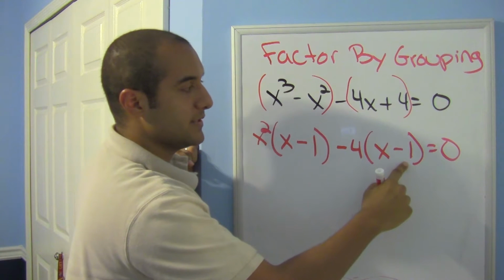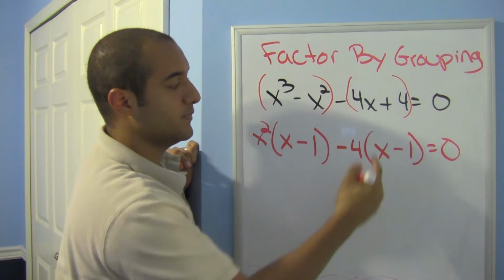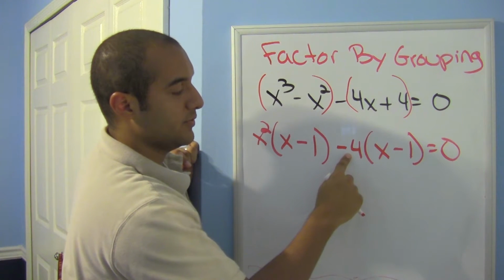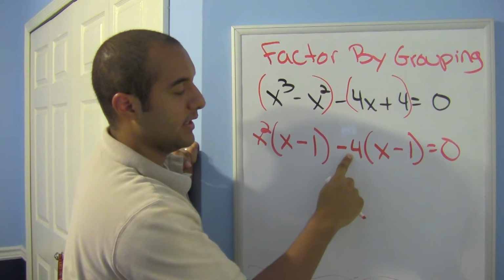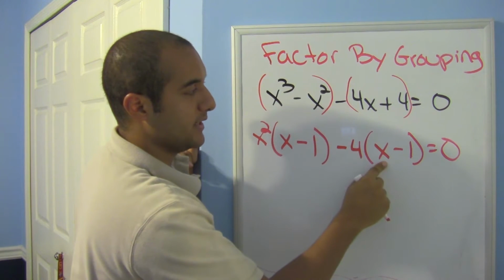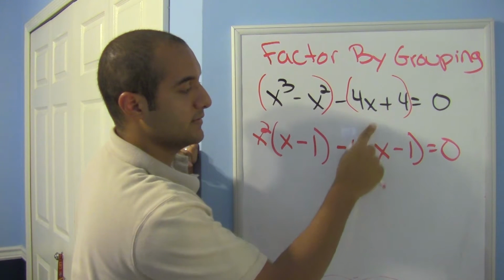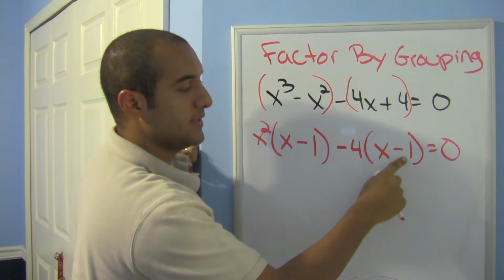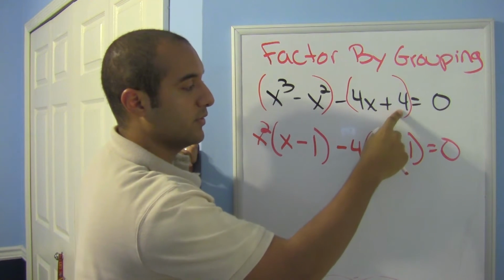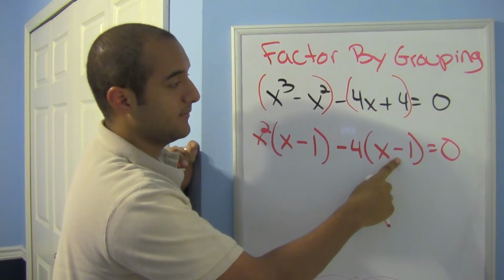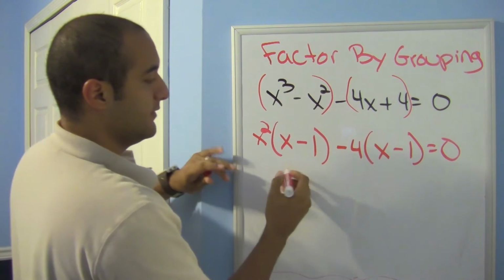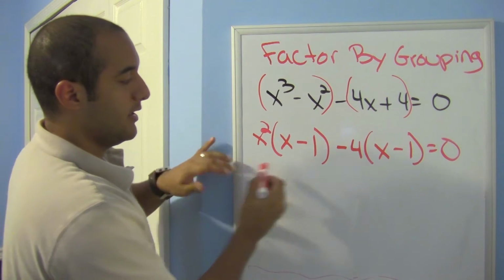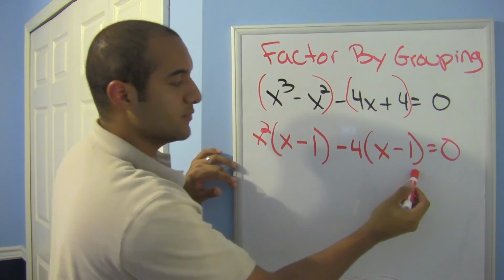If I distribute this, remember I should get back what I had before. So if I distribute this negative 4, I do negative 4 times x, which is negative 4x. Negative 4 times negative 1, which is positive 4. So that's why I had to change the sign here. Now notice what I have. I have x minus 1 and x minus 1.